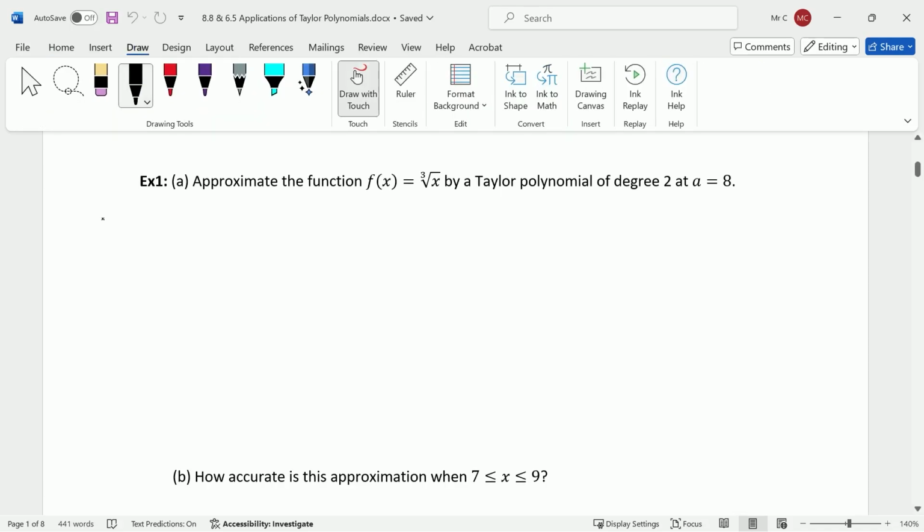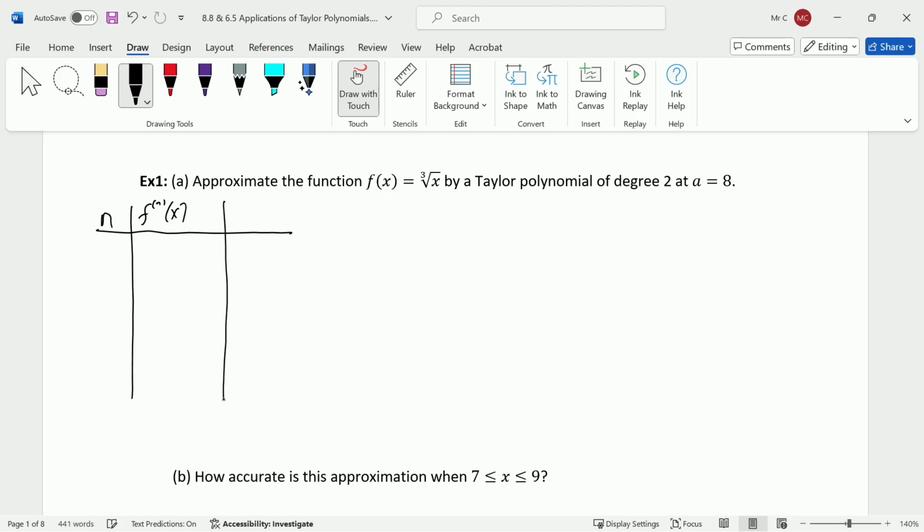So just like before, I'm going to set up my chart. So we'll have n, the nth derivative of f, and then whatever happens when we plug in a, which in this case is 8, to that nth derivative. And we only need 0, 1, and 2 for our values for n, because we're looking for a polynomial of degree 2. Okay, and let's go ahead and compute those derivatives.